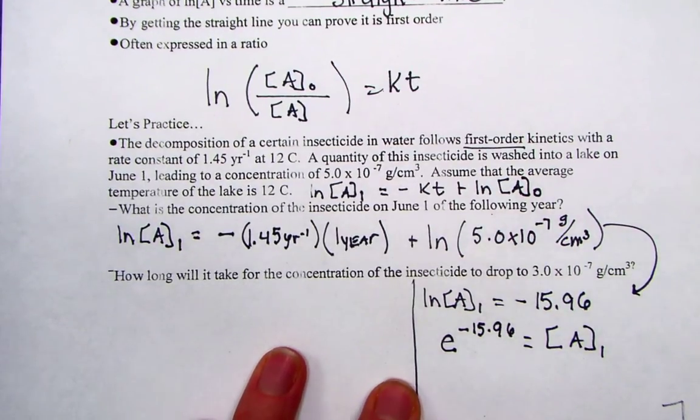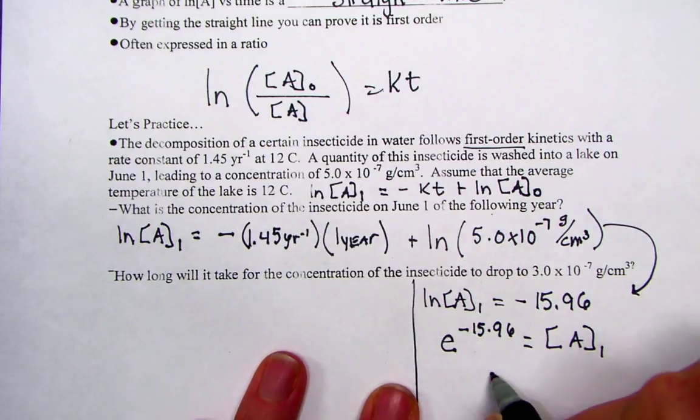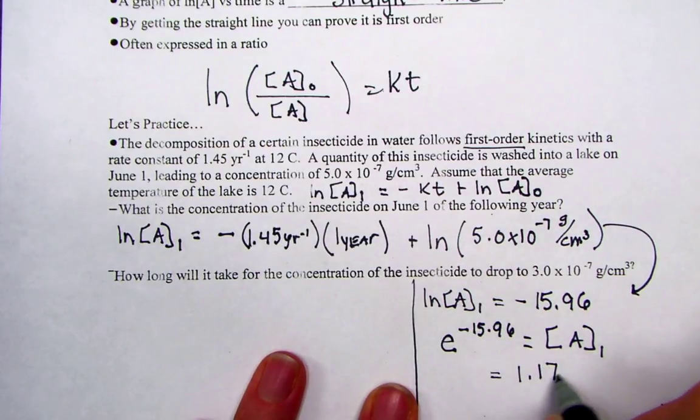So on my calculator right now, I have negative 15.9586 still on the screen from before. I'm going to hit second function, ln, and now I see on my screen e raised to the caret and negative 15.96, close my parenthesis, and I find a value 1.17 times 10 to the negative 7th.